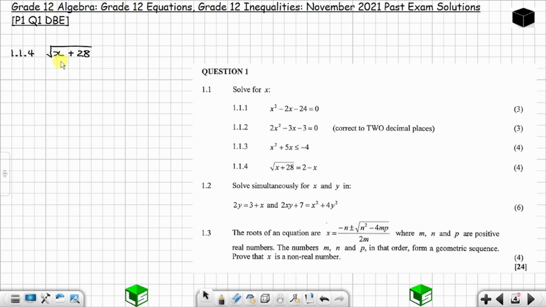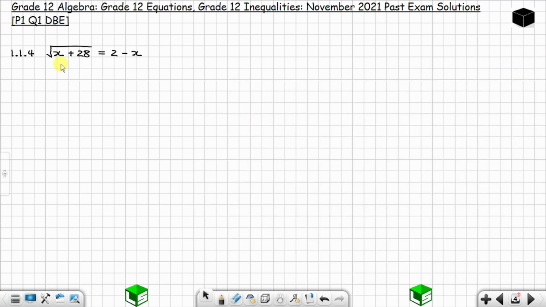You have the square root of x plus 28 is equal to 2 minus x, you can see, okay? And the question is 4 marks. You have to solve for x. Okay, let me close this for now. So from here, what you have to do is to get rid of the square root sign, you can see. So to get rid of the square root sign, you have to raise everything there to the power of 2. So what you do on the left, you also do it on the right.